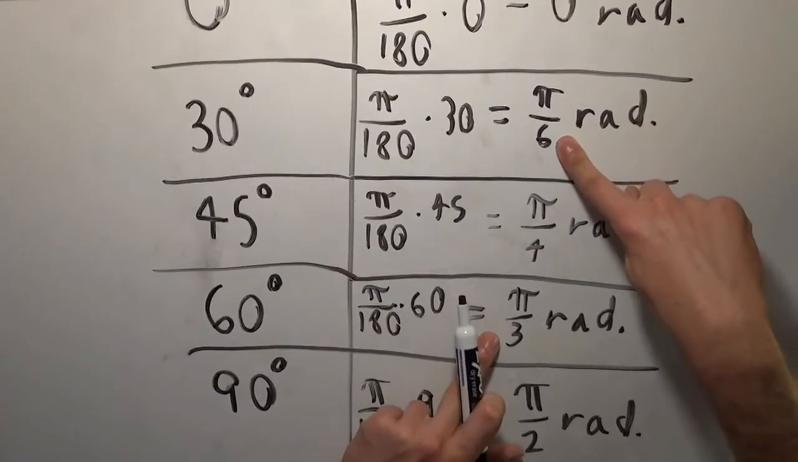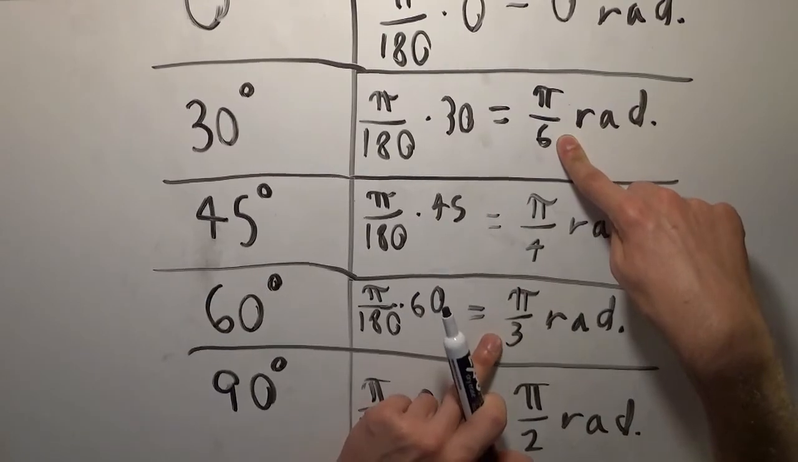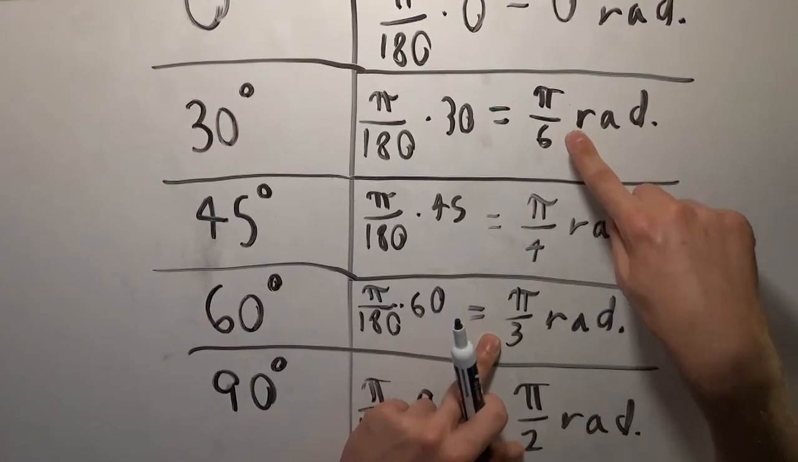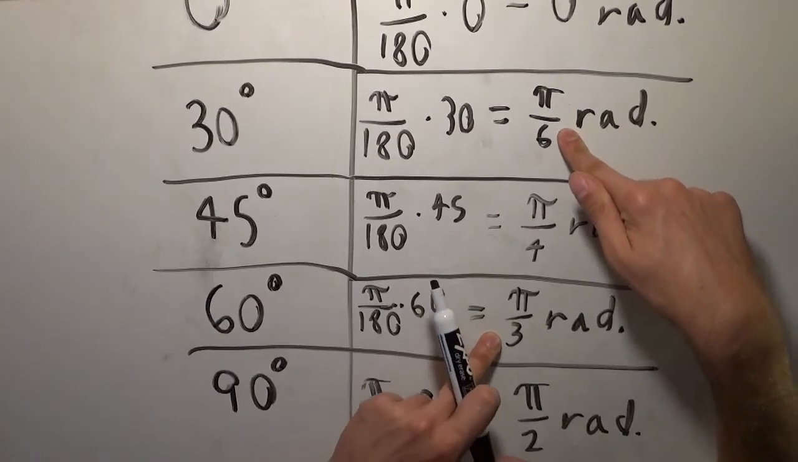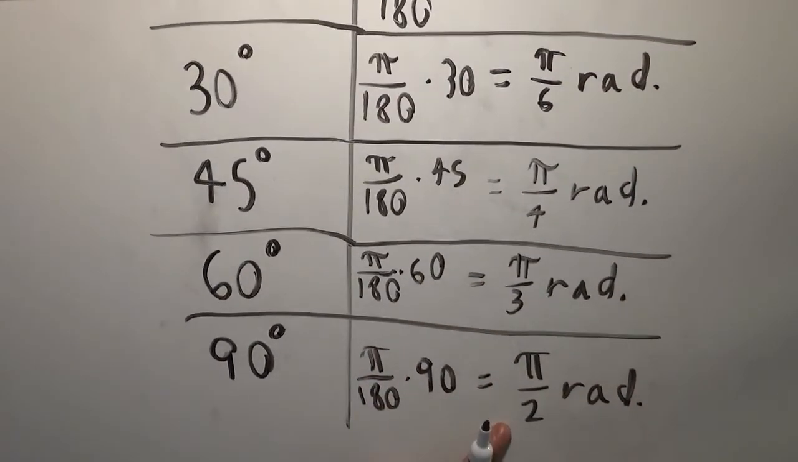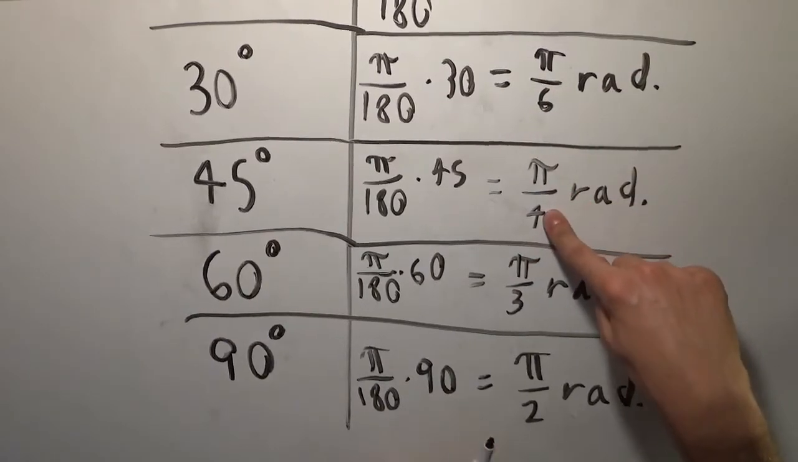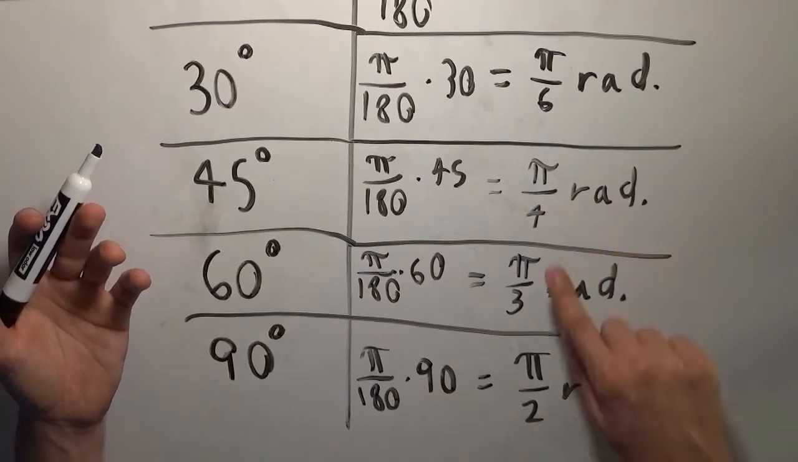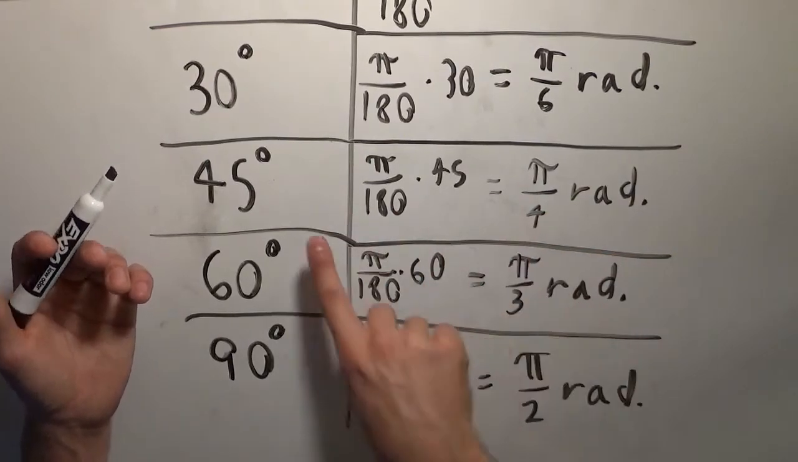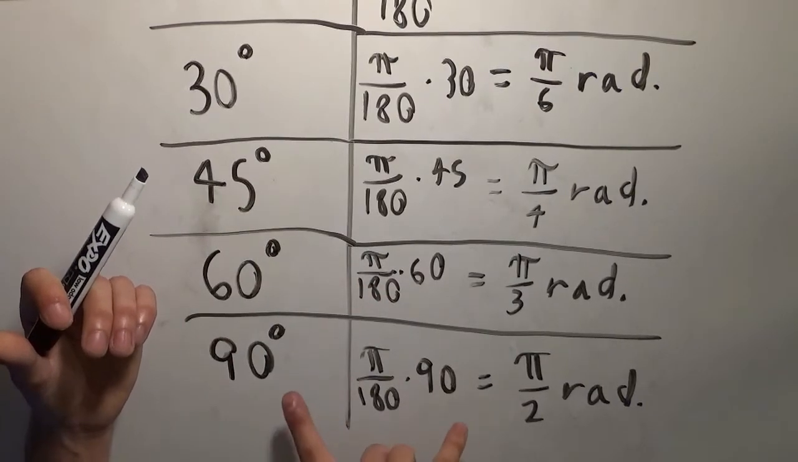Pi over 6 plus pi over 3. Well, pi over 3 is the same as 2 pi over 6. 2 pi over 6 plus 1 pi over 6 equals 3 pi over 6. 3 pi over 6 is the same as 1 pi over 2, and so these two angles are still complementary. Pi over 4 plus pi over 4 is the same as 2 pi over 4, which simplifies to pi over 2 as well, which means that 45 degrees plus 45 degrees is still pi over 2 radians, or 90 degrees.